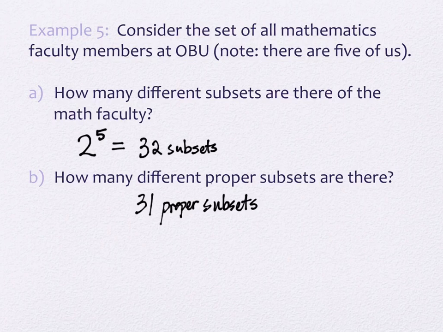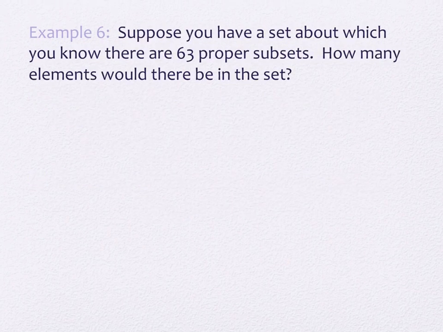Okay. So this next question, number 6, kind of asks the question backwards. It actually tells you how many proper subsets you have and is asking you to go backwards to find how many elements you have, or how many individual objects you would have in your set. Okay? So it says there are 63 proper subsets.